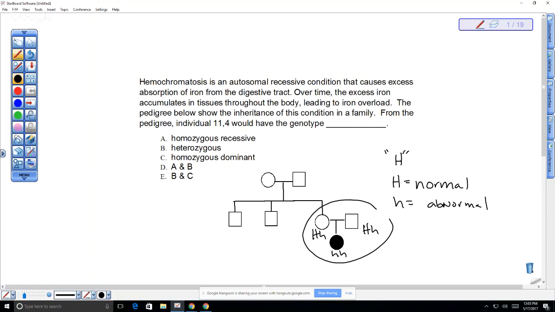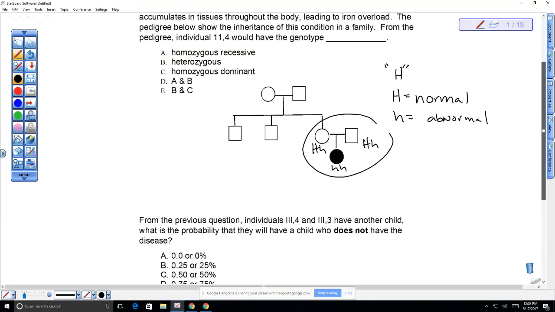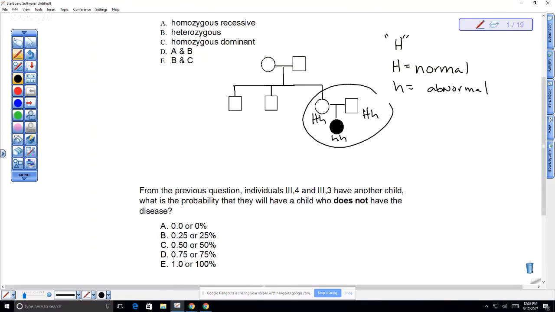Okay. So if we look at the Punnett square example, so it says from the previous, and that should be 2. Sorry. So from the previous question, individual 2, 4 and 2, 3 have another child. What is the probability that the child does not have the disease, right? So this is where I would do my Punnett square. Okay. So what's the probability that they do not have the disease? 75%. They do not have the disease. 25% is that they do have the disease. Okay.